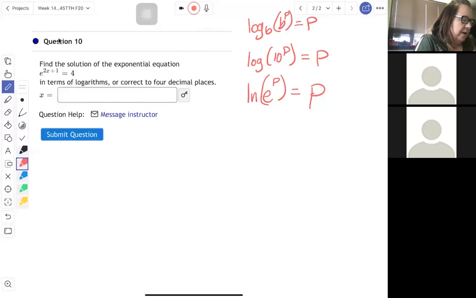All right, so anyway, this is a property that we're going to use, okay? So we start with E raised to the 2x plus 1 is equal to 4.